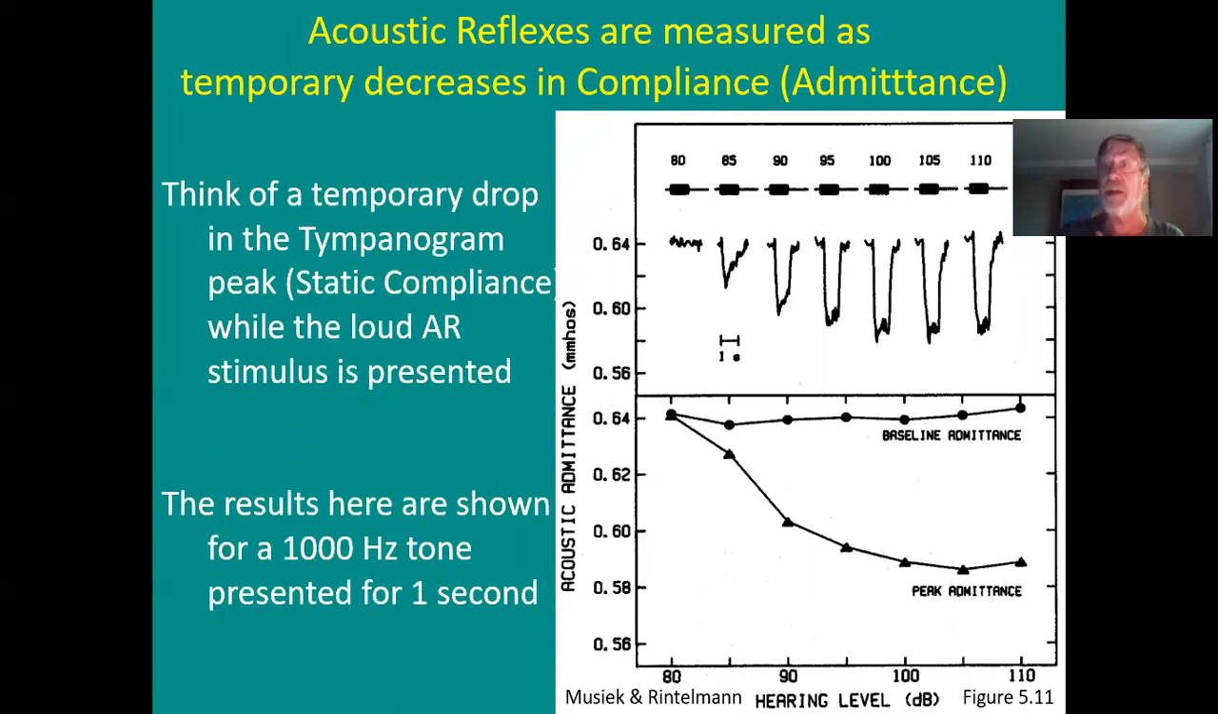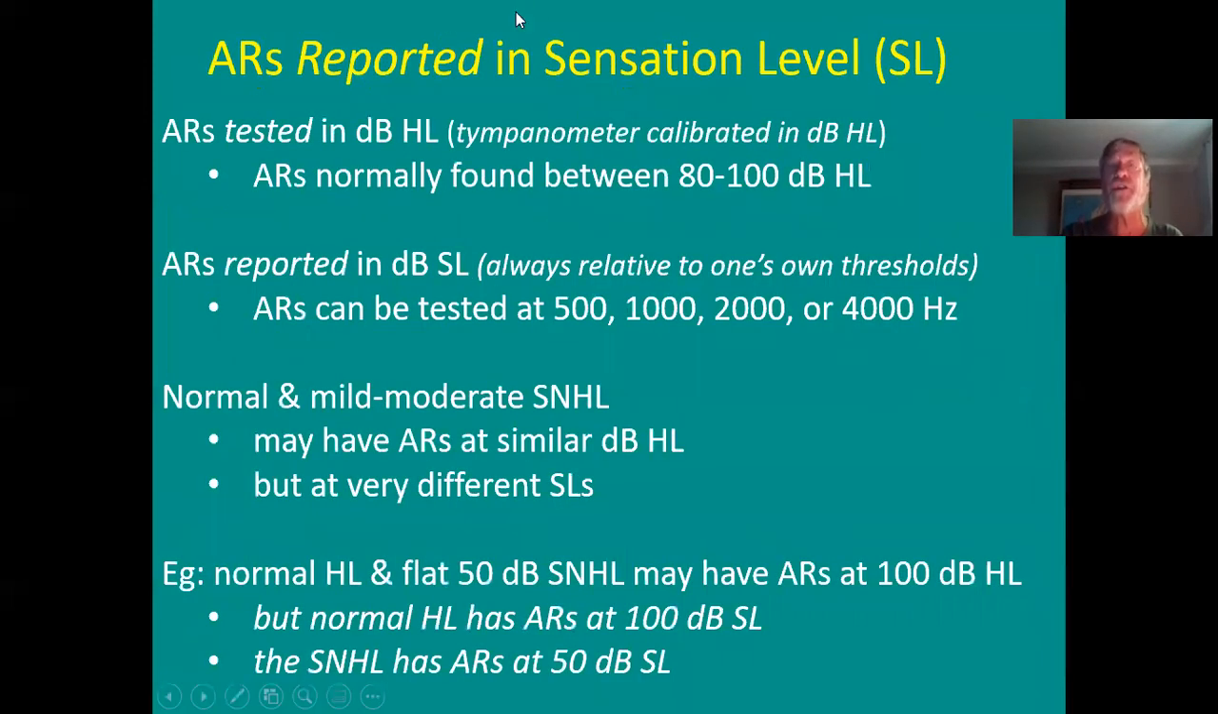If I have normal hearing and can hear down to 0, and I have an acoustic reflex at 85 dBHL, my sensation level is going to be 85 dB SL because my floor of hearing is 0 and the tone came in at 85. So always remember that. Acoustic reflexes are always reported in sensation level. They are tested in dBHL because the instrumentation is calibrated for dBHL, and they're typically found between 80 to 100 dBHL. They're reported in dB sensation level relative to one's own hearing thresholds.